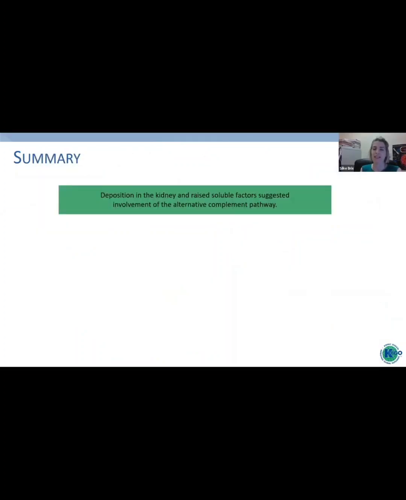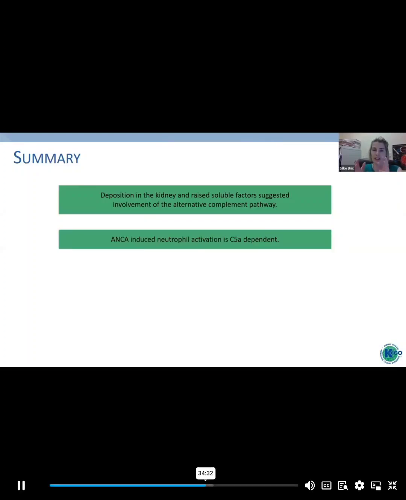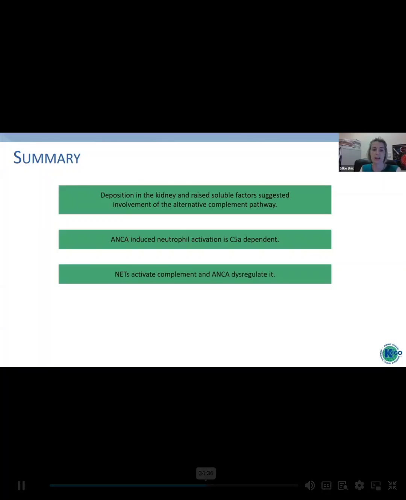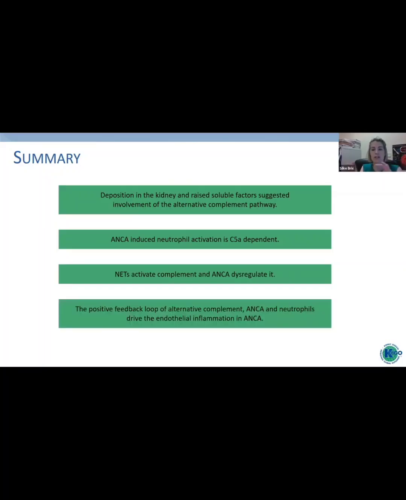And with that, I'd like to summarize. The deposition of complement in the kidney, and certainly the raised soluble factors as well, have probably already suggested that the alternative complement pathway is involved in the disease. But now we do know that the ANCA-induced neutrophil activation that happens is C5a dependent. And we know that NETs activate the complement and the ANCA dysregulated, so that this positive feedback loop of these three altogether, the alternative complement, the ANCA, and the neutrophil, drive that endothelial inflammation in ANCA-associated vasculitis.